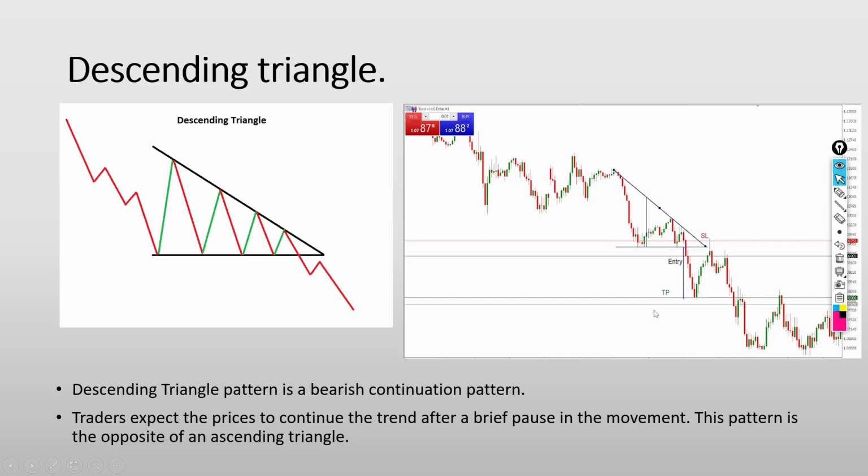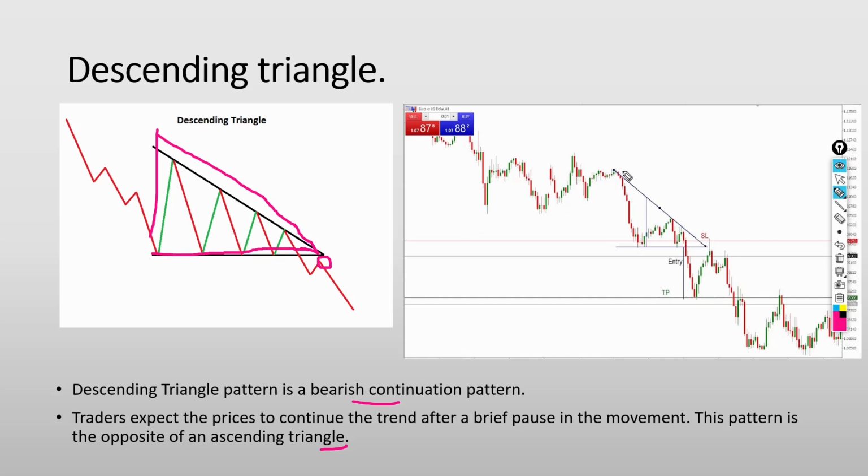So we are saying the descending triangle. Okay, descending triangle pattern is a bearish continuation pattern. Traders expect the prices to continue the trend after a brief pause in the movement. This pattern is the opposite of the ascending triangle that we've seen already. So the first one, we said, is a horizontal line, and then the other line is falling, or it is descending. So after it is broken, we normally get a retest, okay, and then the price continues downwards.